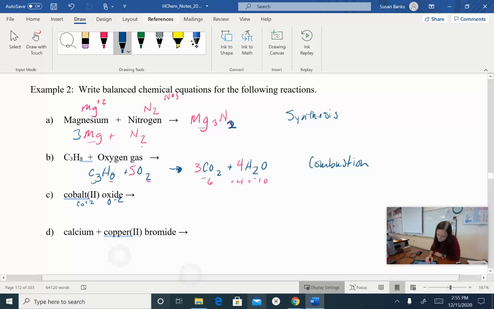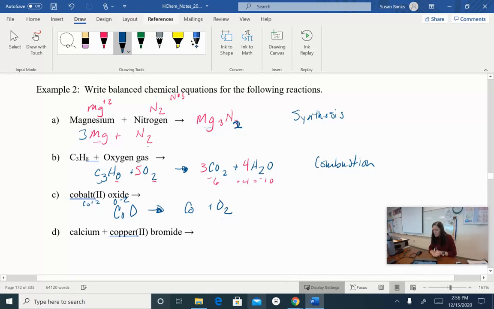1:1, did you say? Cobalt and oxide. I have nothing else going on. So what's the only thing that I can do if I have a compound and nothing else is going on? I can break it down. That's the only thing I can do. So I would have cobalt and oxygen gas. And remember, oxygen is diatomic, so it has to come in groups of 2. Okay, so we're breaking down a compound. So this is going to be decomposition.